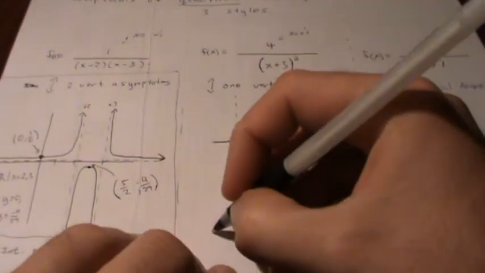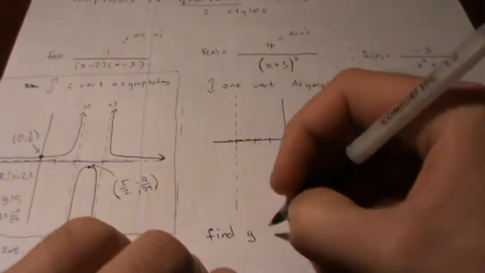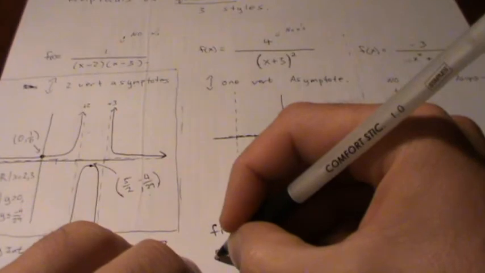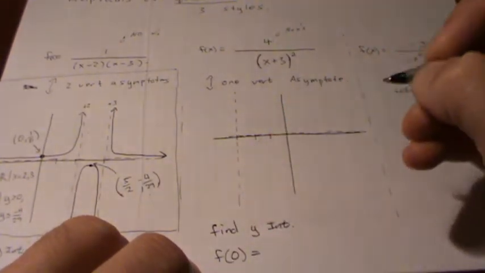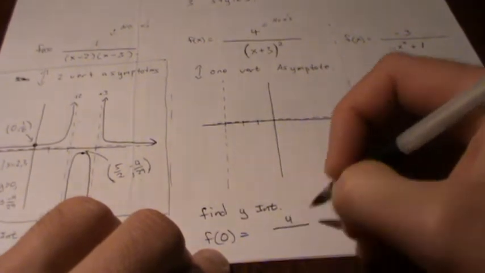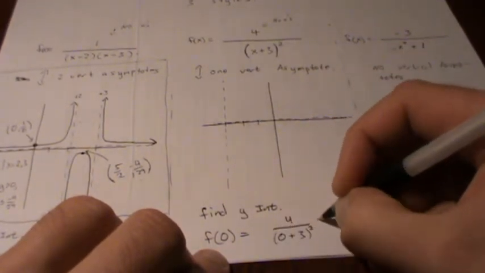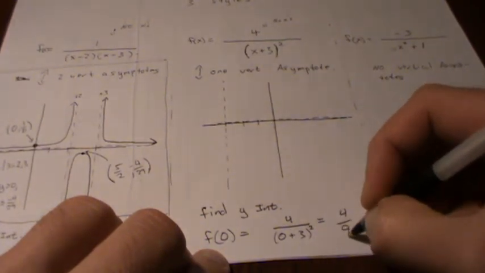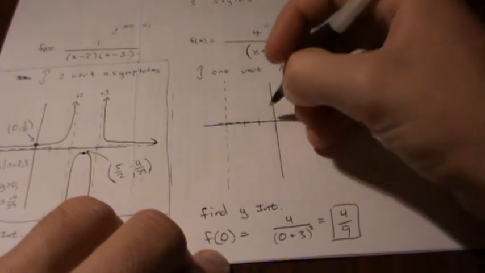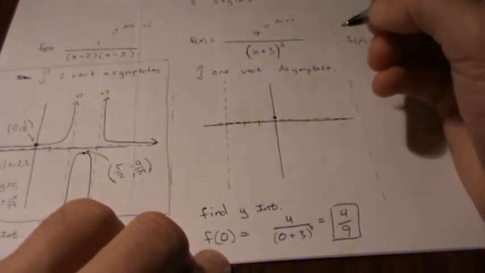Now what I want to do is again just find the y-intercept. So I'm going to do f of 0. In this case it is 4 divided by 0 plus 3 squared, or 4/9. Okay, so the y-intercept is a positive 4/9 right there.